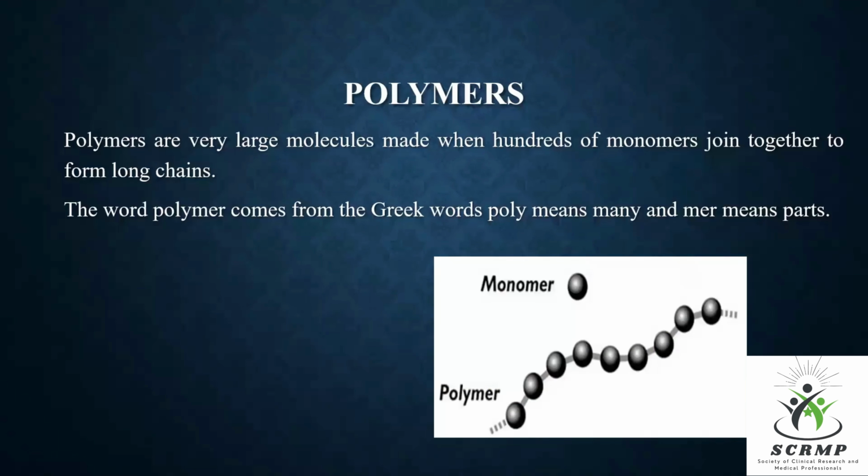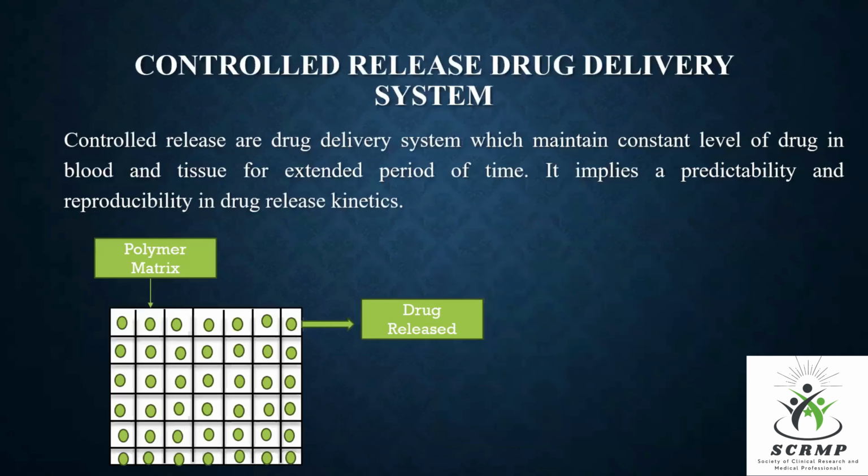But when we talk about nanoparticles, we start with polymers. Polymers are formed from combinations of monomers. Polymers are very large molecules made when hundreds of monomers are joined in a long chain. The word polymer comes from the Greek words poly, meaning many, and mer, meaning parts. In these pictures, we see the polymer.